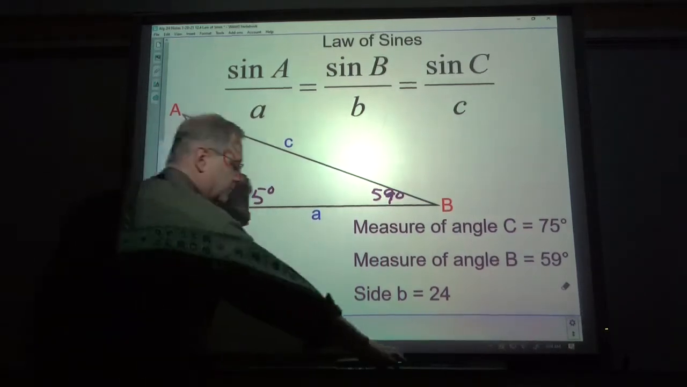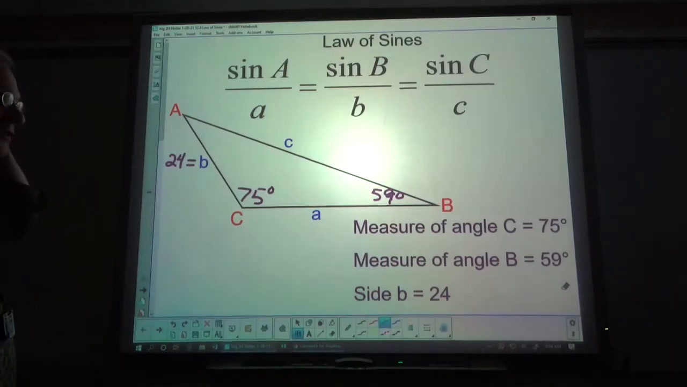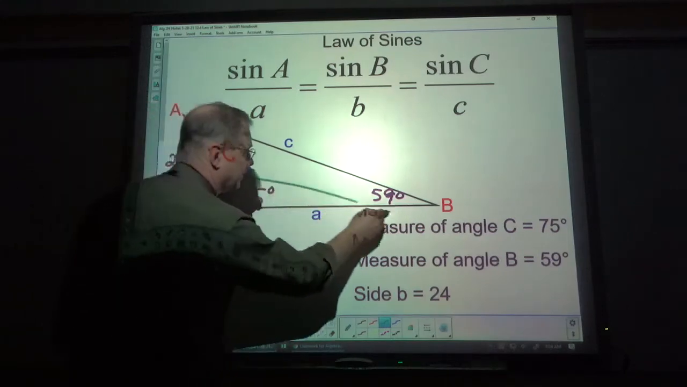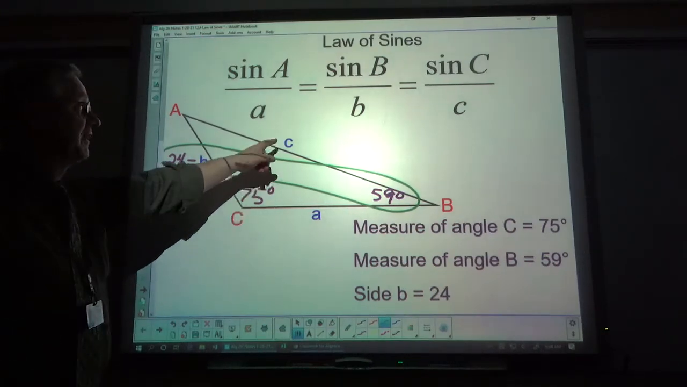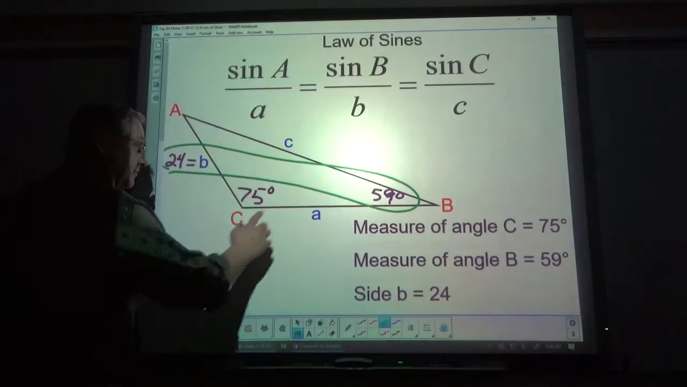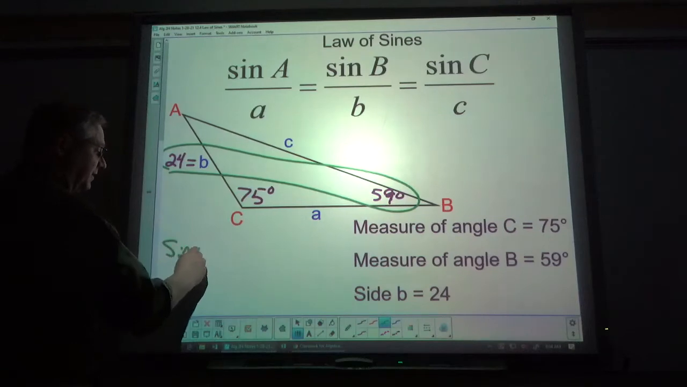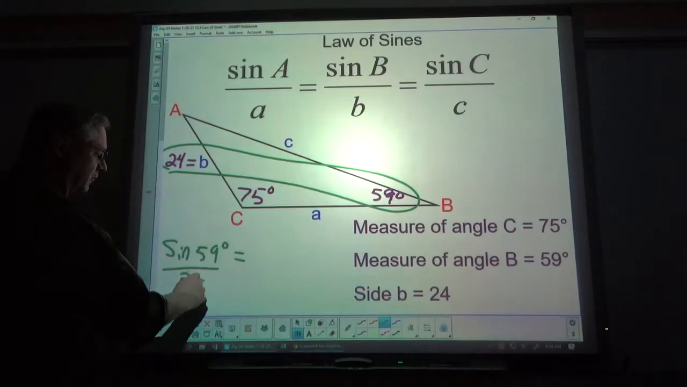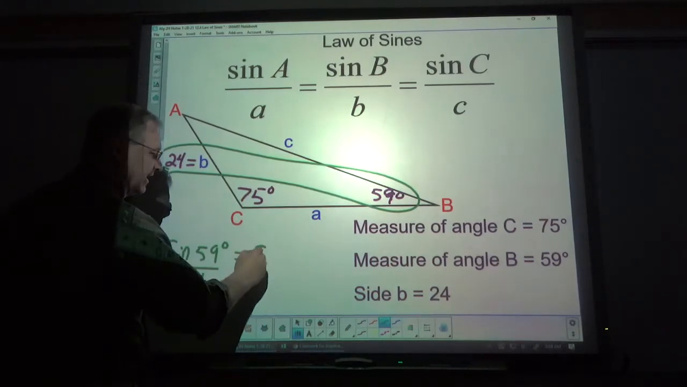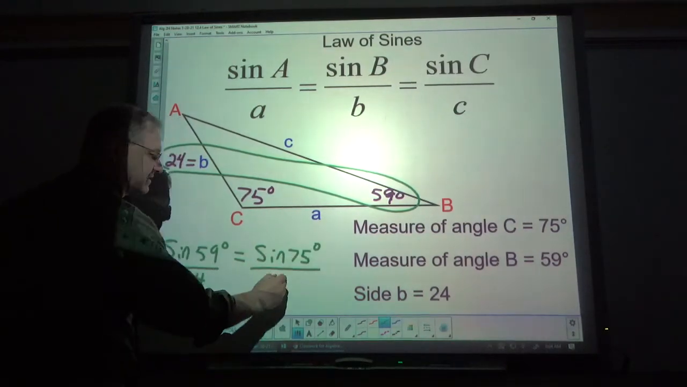Given that information, we are talking about a proportion, and I'm going to use B because I have side B and angle B. I have been given that. I have angle C, so I can find side C. Given B and B, sine of angle B, 59 degrees, over side B, 24, equals sine of angle C, 75 degrees, over side C, the unknown.